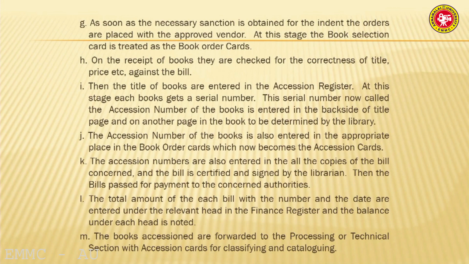The accession number is also entered in all the copies of the bill concerned, and the bill is certified and signed by the librarian. Then the bill is passed for payment to the concerned authority. Then the total amount of each bill with the number and the date is entered under the relevant head in the finance register, and the balance under each head is noted. The books accessioned are forwarded to the processing technical section along with the accession card for classification and cataloging. So after finishing the work in the accession section, the books we purchased and accessioned, and the card, should be sent to the technical section for classification work and cataloging work.